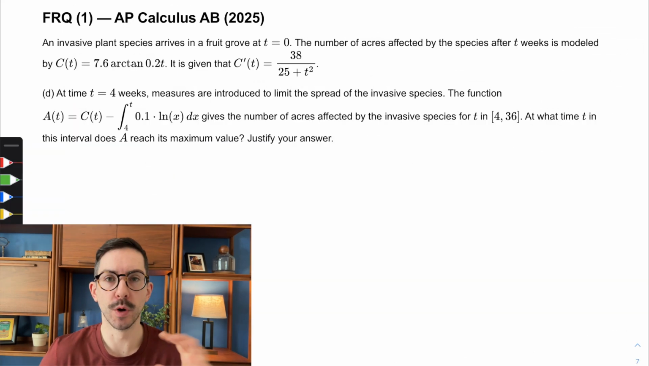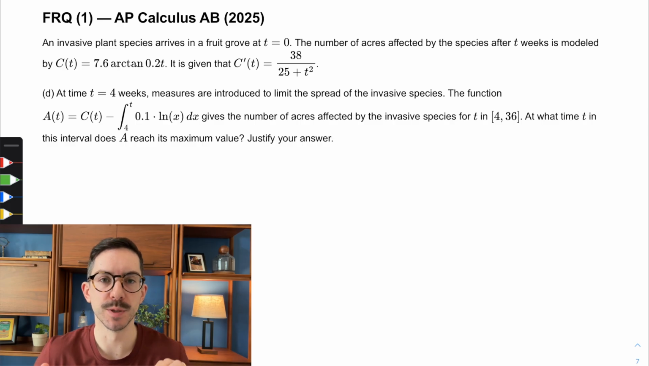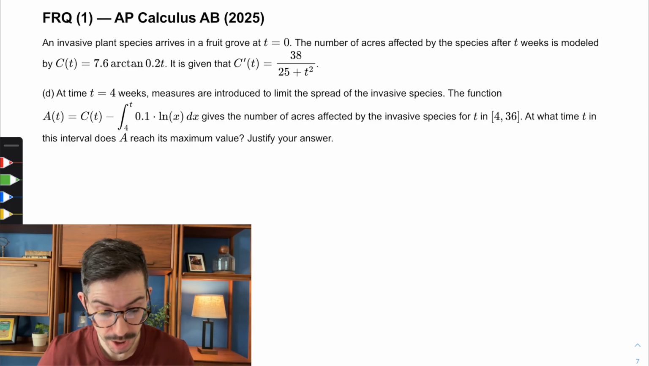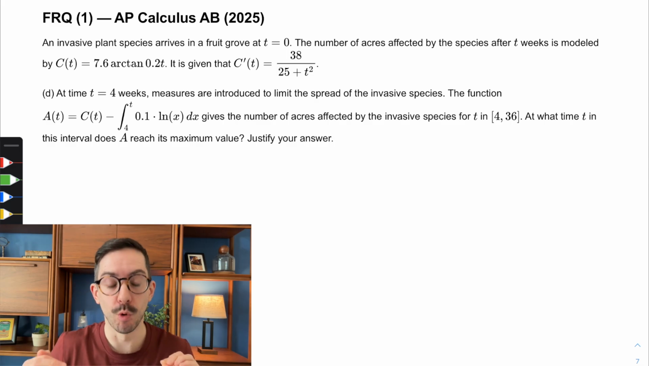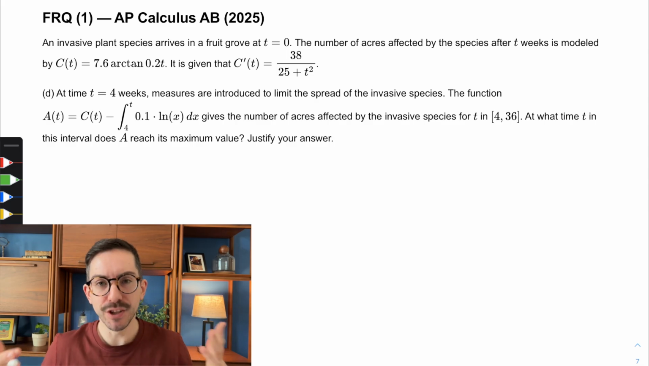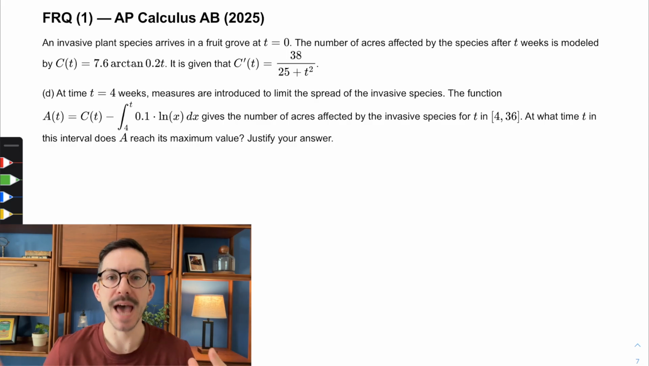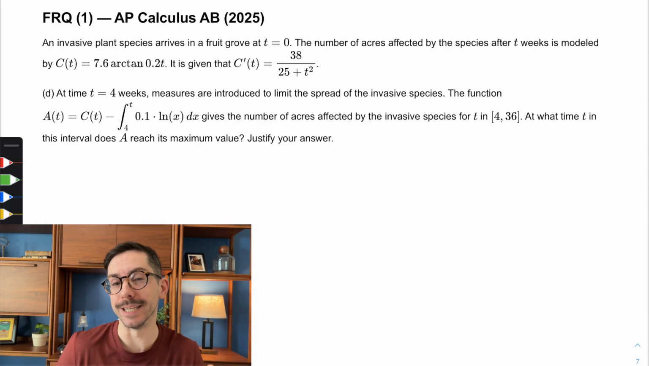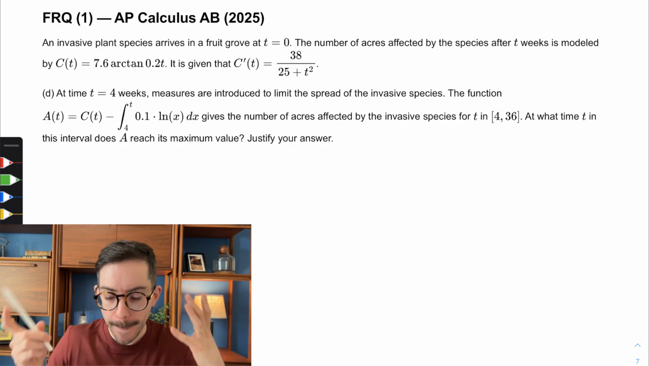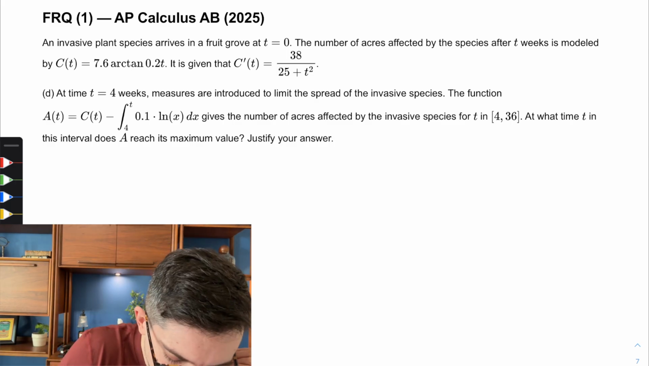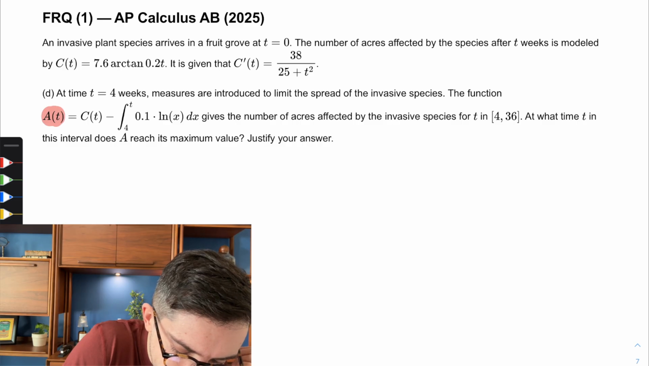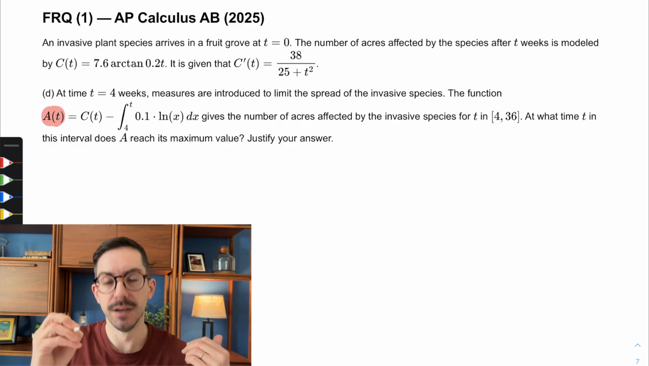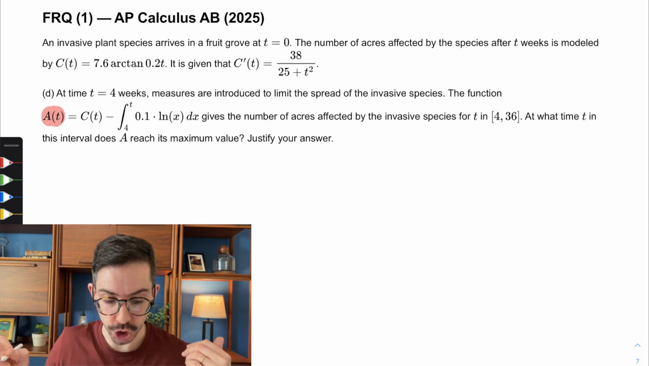Nice. Okay, the final part of this free response question, part D. This is probably where you're going to do most of the work, but let's read what is going on here. So after the first 4 weeks, somebody starts panicking and says, we need to do something about this invasive species, so measures are taken. They don't specify what, but we have this new expression, A of t, that's giving us the number of acres affected when t is larger than 4.